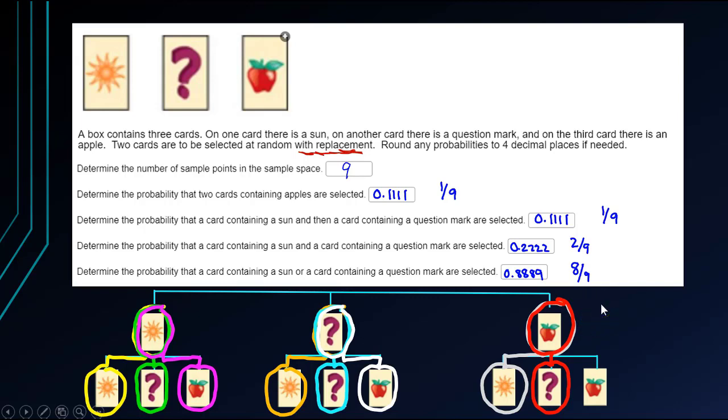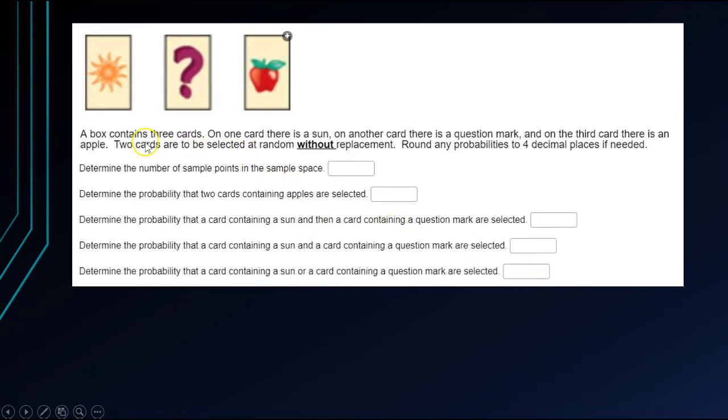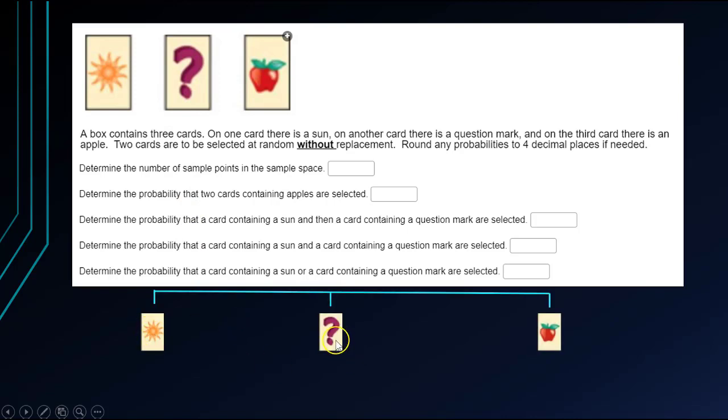How do these differ if I don't have replacement, which is how we normally would pick cards from a deck or something like that? So now we're looking at the same questions without replacement. So determine the number of sample points in the sample space. On the first draw, I could have the sun, I could have the question mark, or I could have the apple. Now what happens after that depends upon what was drawn the first time.